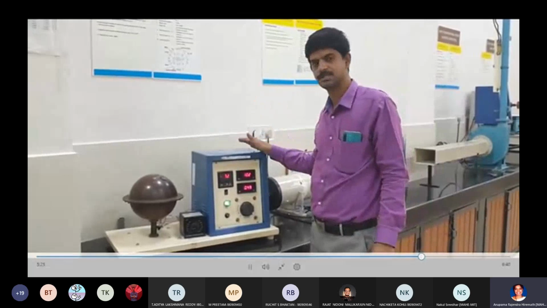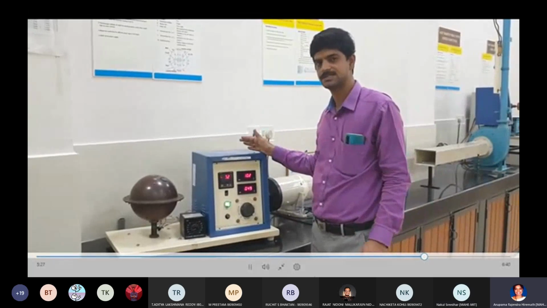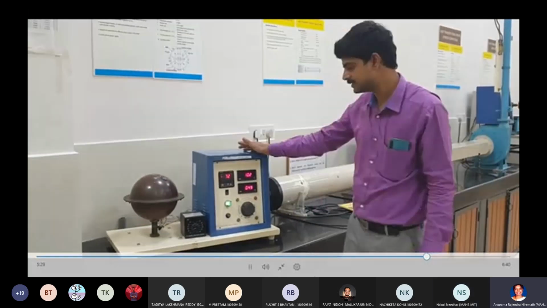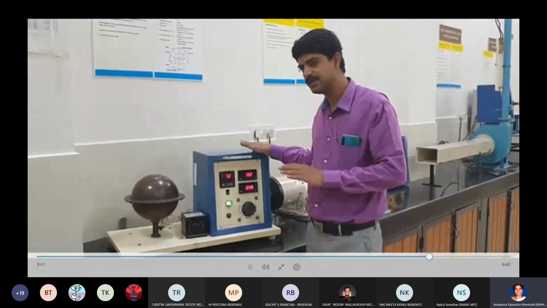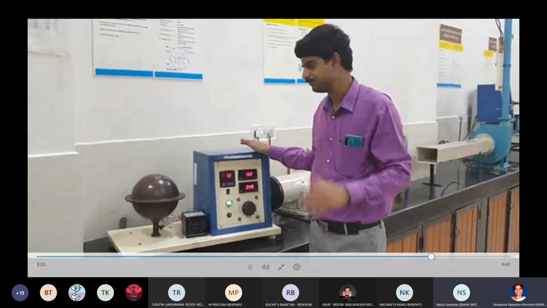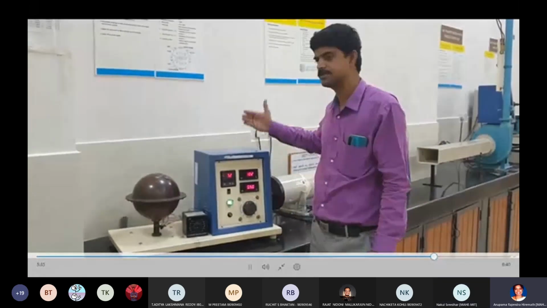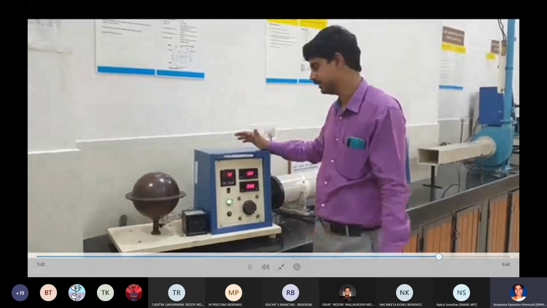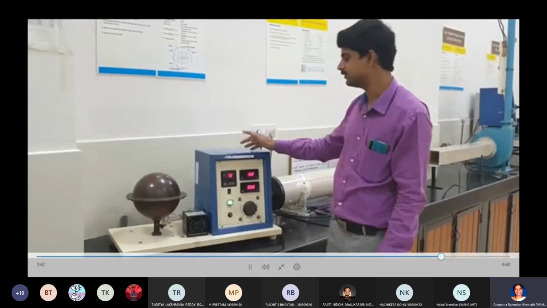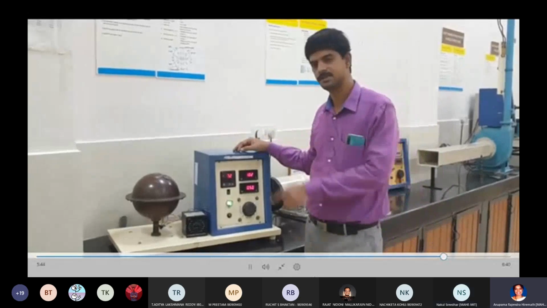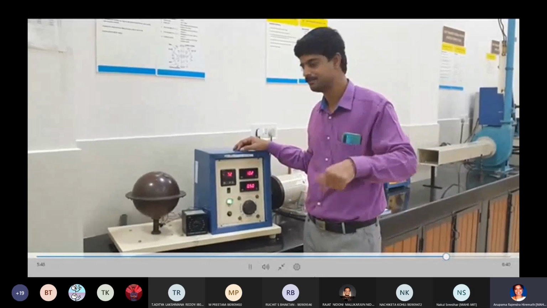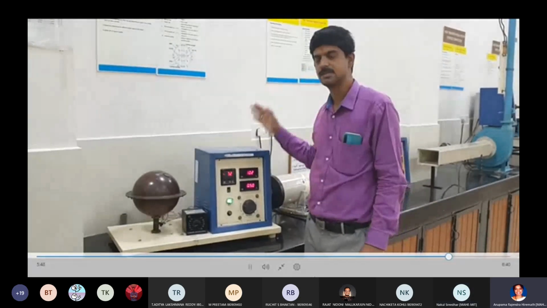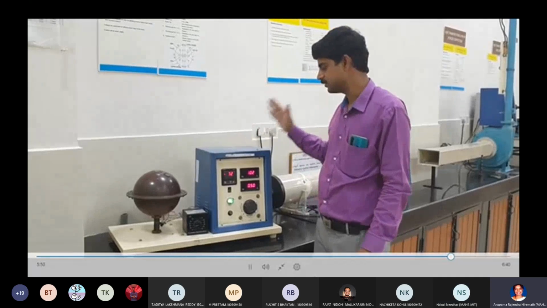In all heat transfer experiments, we take the readings at steady state conditions, which means the temperatures are no longer varying over time. So we allow the setup to reach a steady state for about half an hour or 20 minutes as the case may be. And once a steady state is reached, you note down the readings. This applies to all the experiments in the heat transfer lab. We have to note down the readings at steady state conditions only.